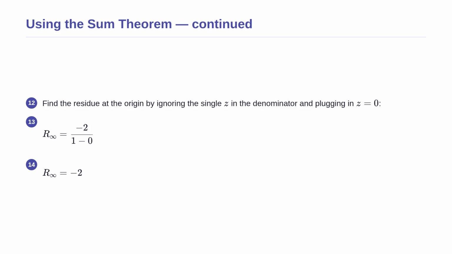To find the residue of this expression at the origin, we simply ignore the single variable z in the denominator and plug 0 into the rest of the expression. This is a standard technique for finding the residue of a simple pole. By plugging in 0, the denominator becomes 1 minus 0, which is just 1, and the numerator remains negative 2. Therefore, our residue at infinity is exactly negative 2. We have successfully found the mathematical footprint at infinity. Next, we will verify this result by calculating the finite residues and checking the sum.